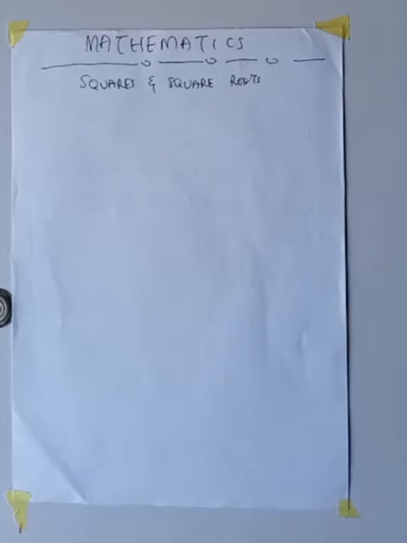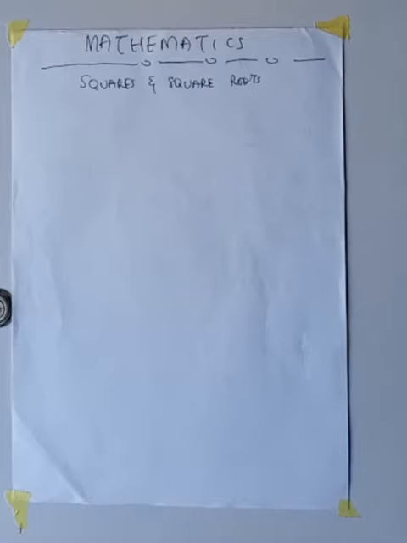Today, I want to talk about squares and square roots. Square simply means the product of two equal numbers or two equal terms. What we mean by square is the multiplication of two same numbers.